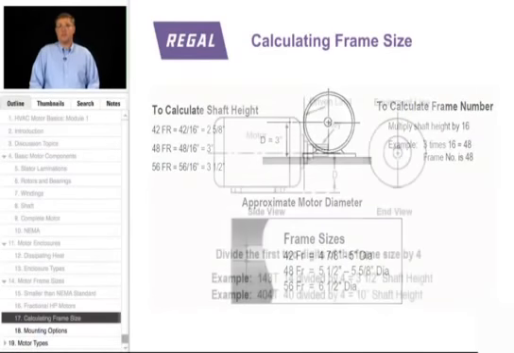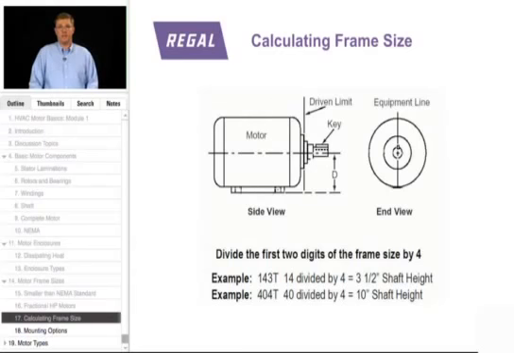On the larger NEMA T frame motors, 143T and larger, these motors also tell us center of shaft, but no longer in 1/16 of an inch. It's the first 2 digits of the frame size divided by 4. So a 143T frame motor, 14 divided by 4, is 3.5 inches. So we can determine the center of shaft by using that frame size.